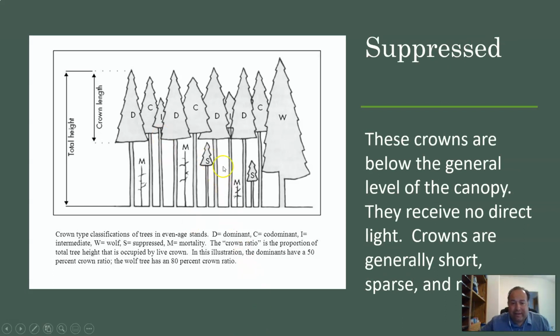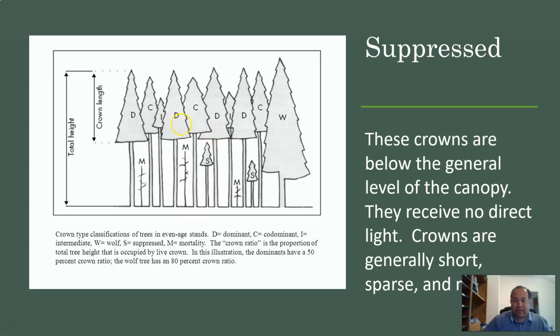And then we have suppressed trees. So these are our S's down here. And suppressed trees are, I always like to put the example of the Charlie Brown Christmas tree for the suppressed tree. These are the trees that receive no light. They are below the general level of the canopy. They're usually short, sparse, narrow, and a lot of suppressed trees end up as mortality, which is the M here, and end up dying because of the competition put on them by the other trees.